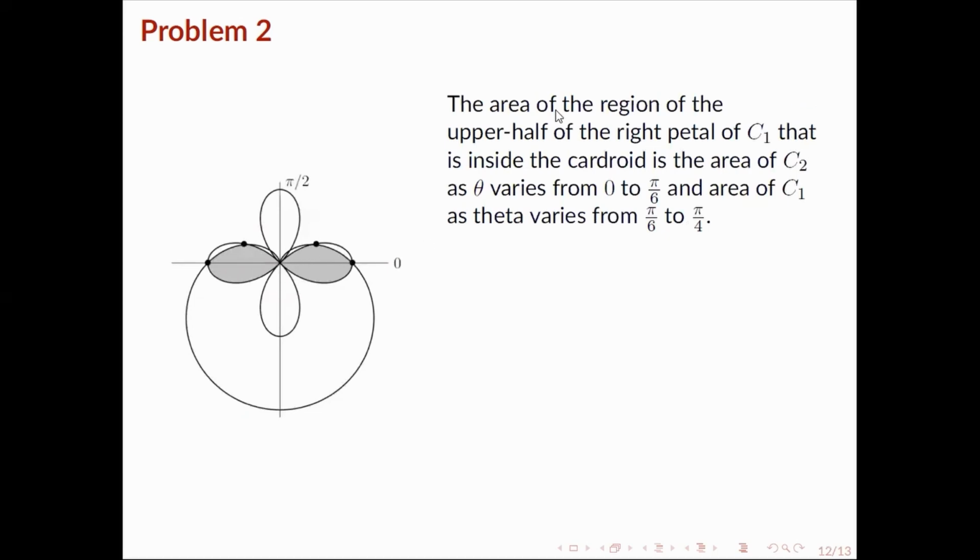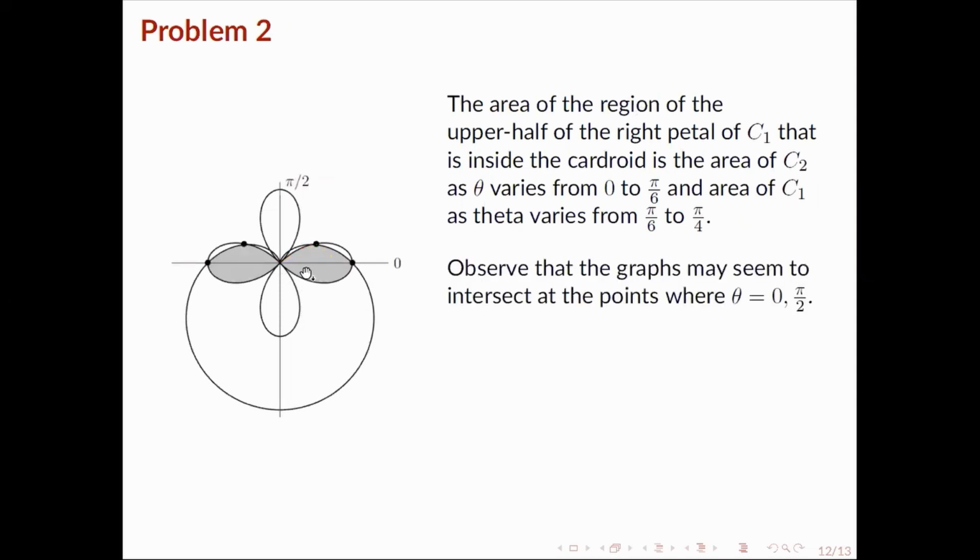So in this case, we have here this illustration. Okay, so the area of this shaded region is given by theta varying from 0 to pi over 6. And the area of this region is given by theta varying from pi over 6 to pi over 4. Okay?